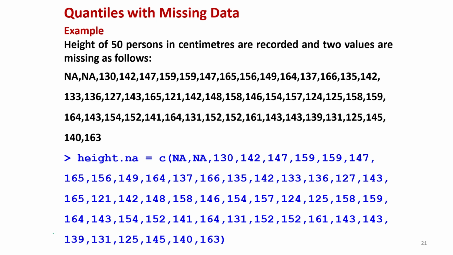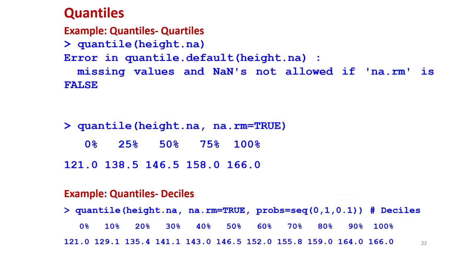Under that type of situation, how will you construct such quantiles? So what I have done here, from the same data set, I have made the first two values as missing. So we have here 48 values available, in which we have the heights of 48 persons measured in centimeters, and I am storing this data as height.na.